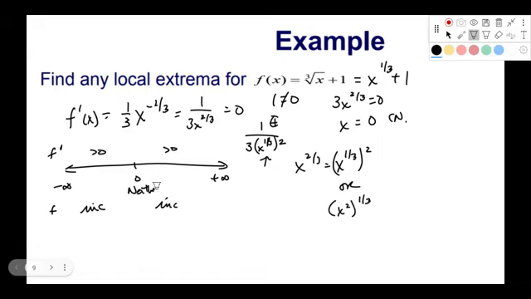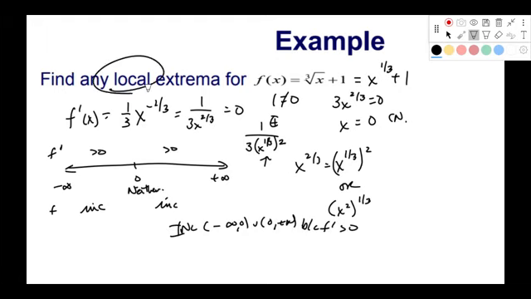0 is neither a min nor a max again. 0 is something else. We will talk about it. It is coming up. Okay, it is an important point on the graph. We just haven't seen what it is yet. All right, so this graph is increasing from negative infinity to 0 in the union with 0 to infinity because f prime is greater than 0. There are no relative mins and no relative maxes.